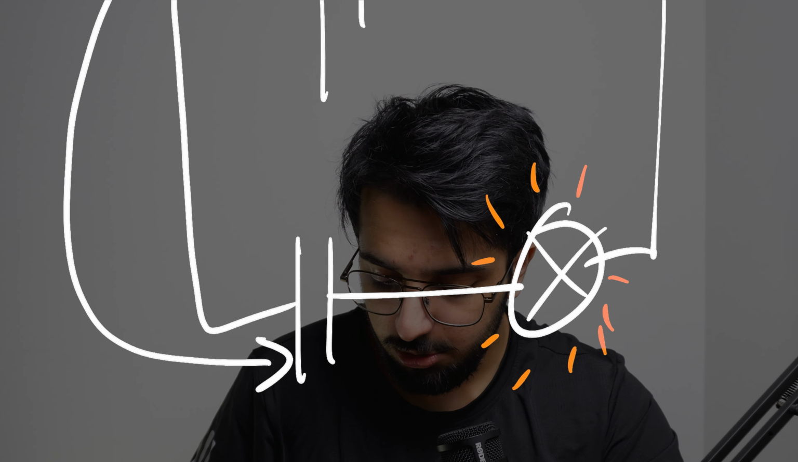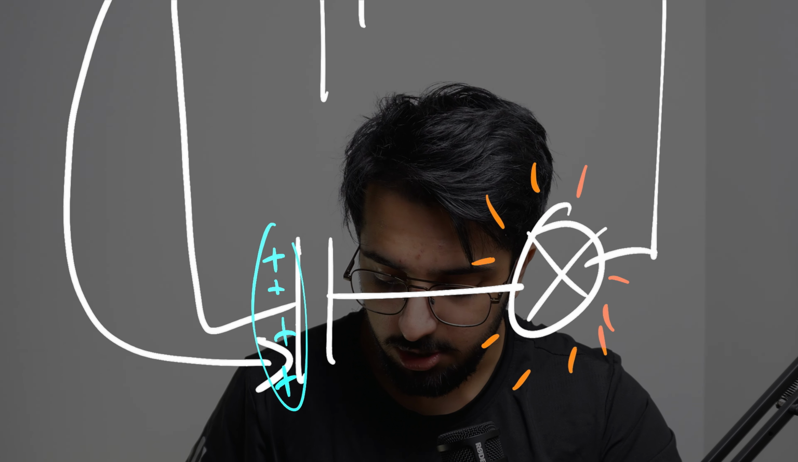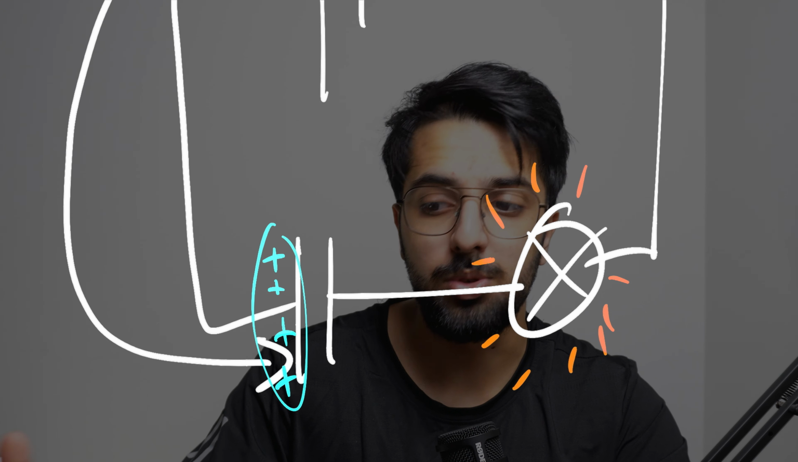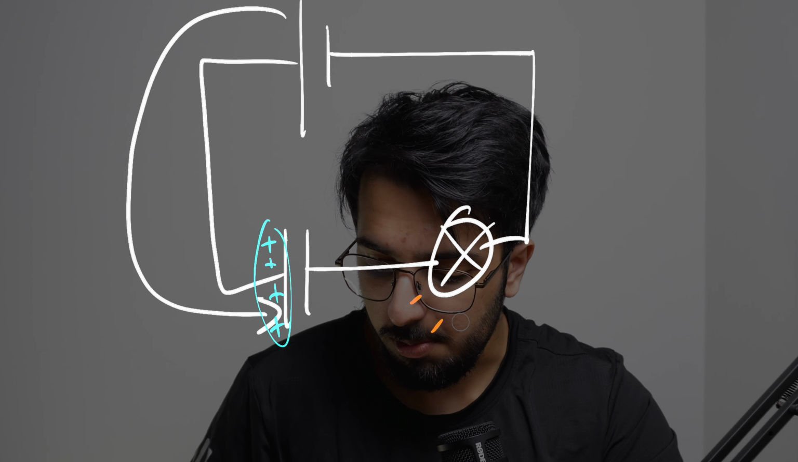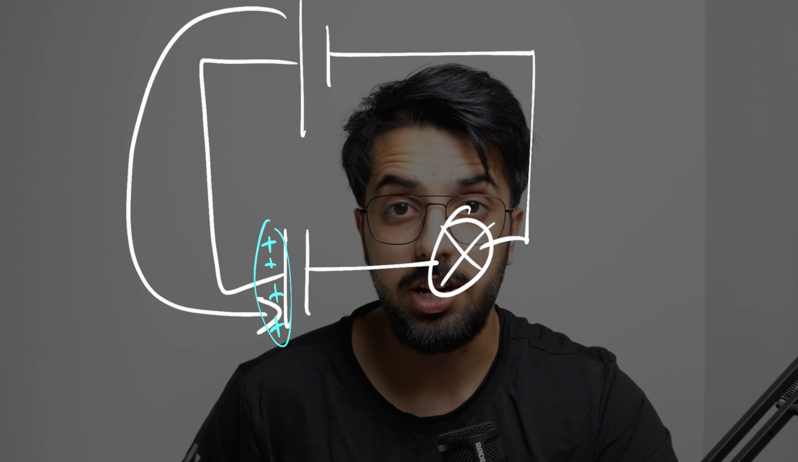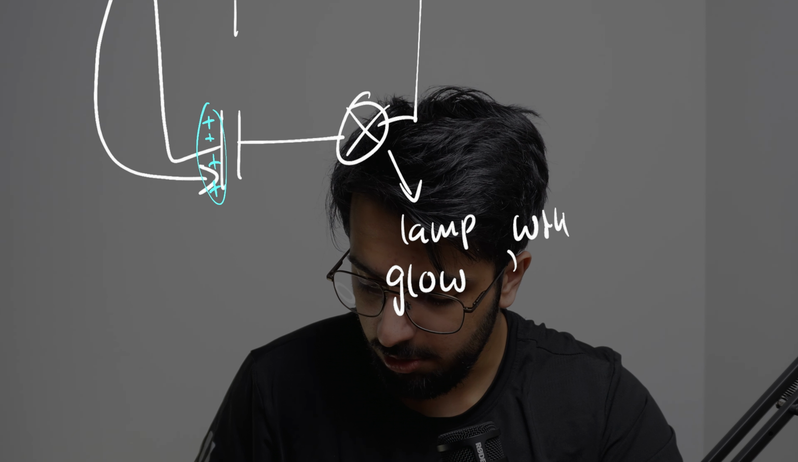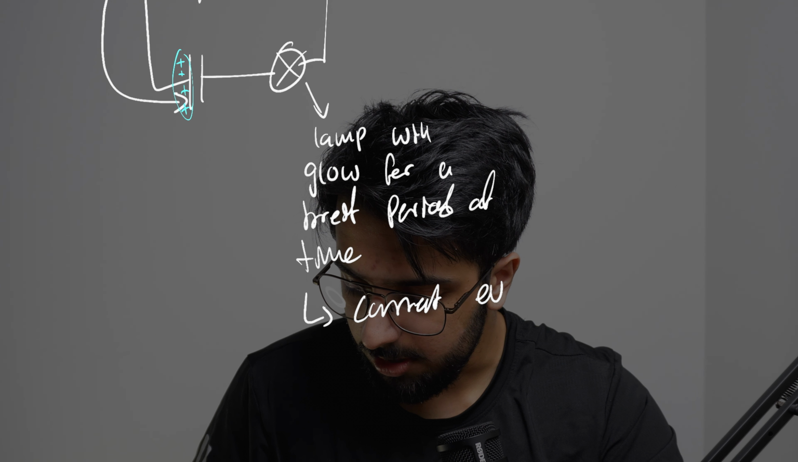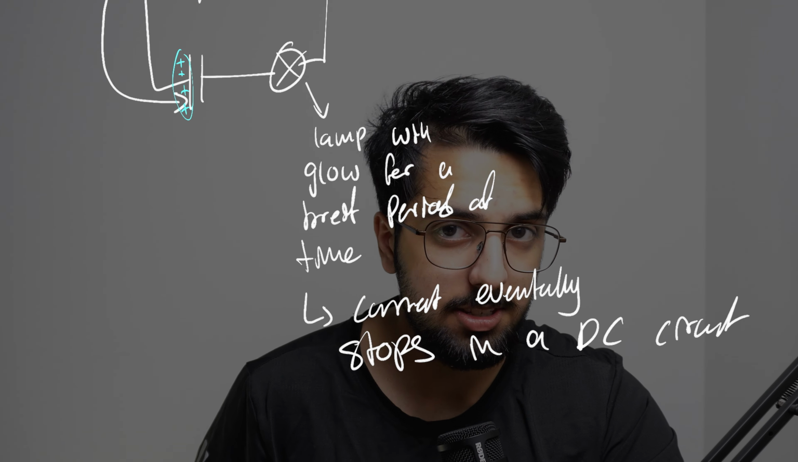It's going to glow initially. However, due to this capacitor, as we know, charge is going to build up on this capacitor plate, and therefore this charge is going to repel any oncoming charge, and so the current is going to die down. And then when the current dies down, the lamp is going to go dim once more and no longer shine. So our lamp will glow for a brief period of time, and this is due to the fact that current eventually stops in a DC circuit with a capacitor.